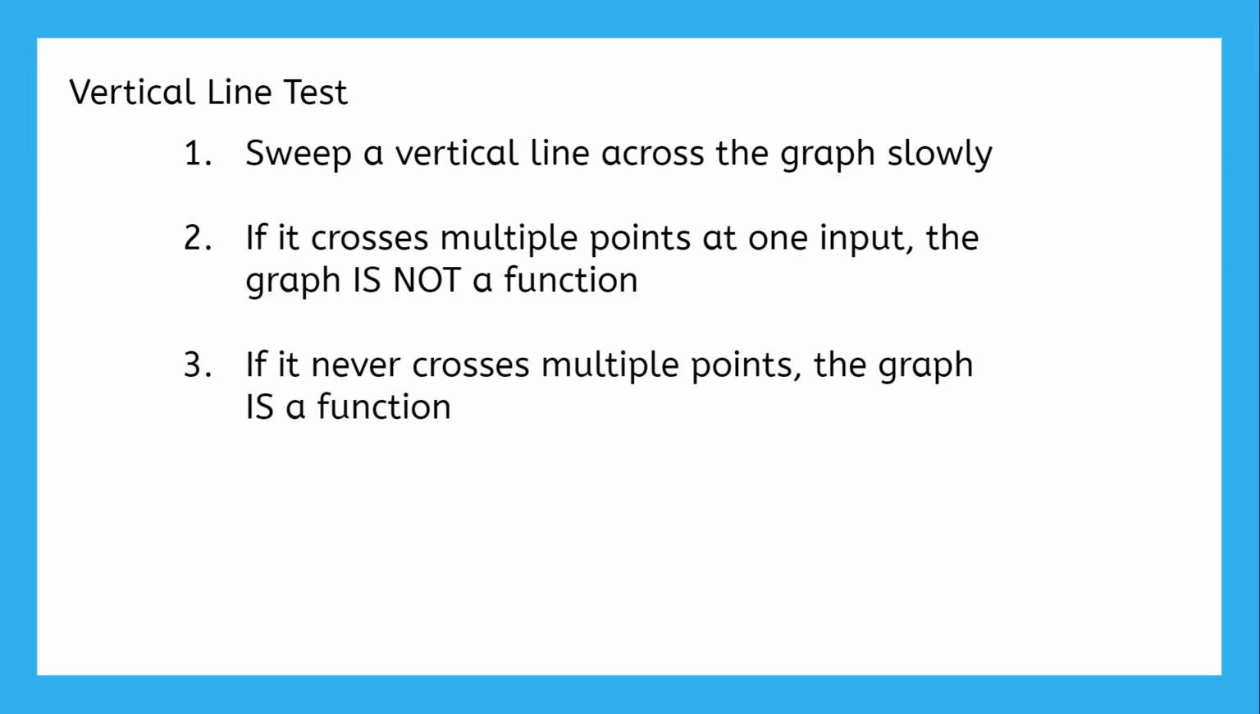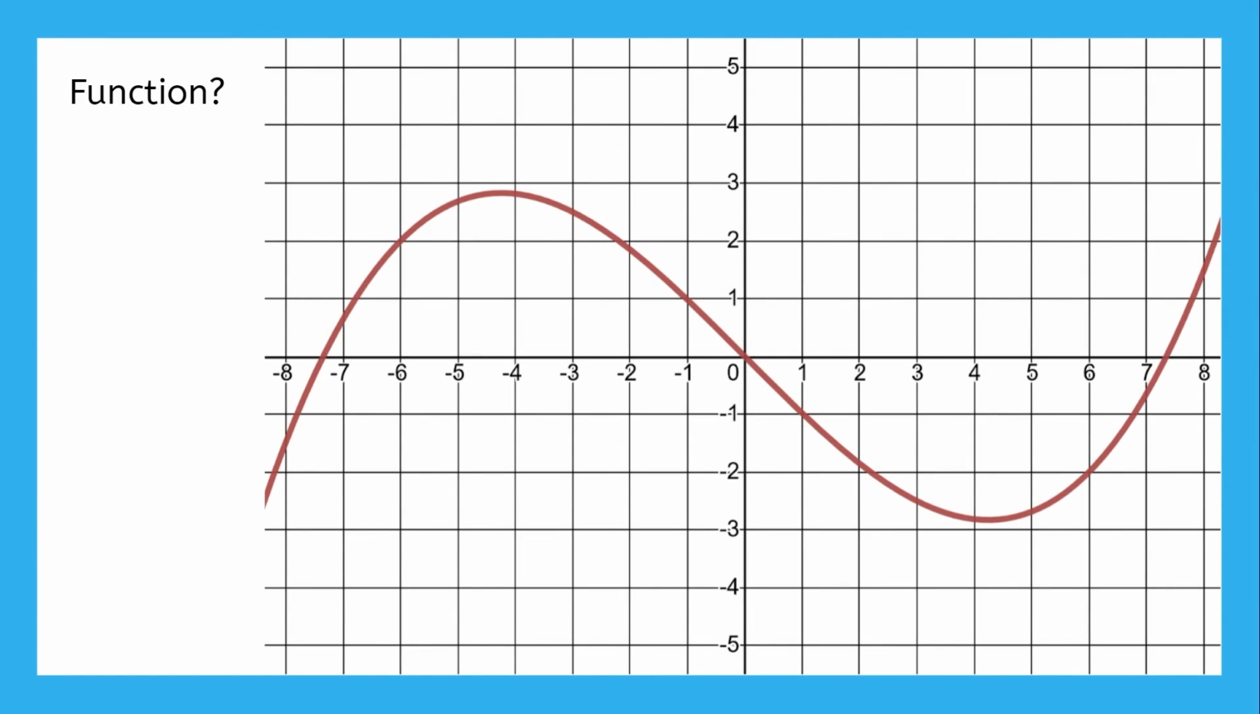If the vertical line never crosses multiple points, then it passes the vertical line test, so the graph is a function. Let's try a few examples. Is this graph a function? Pause the video here and attempt the vertical line test yourself. If you try the vertical line test, you saw that at no time did one input have 2 separate outputs. That means that this is a function.